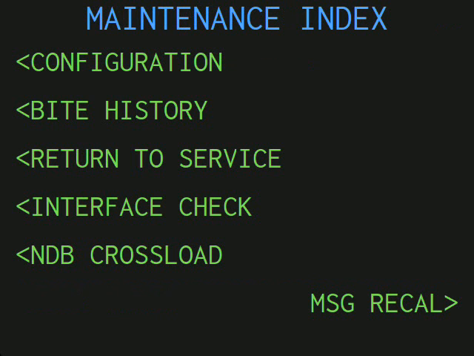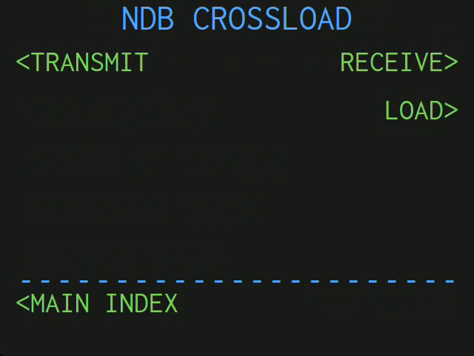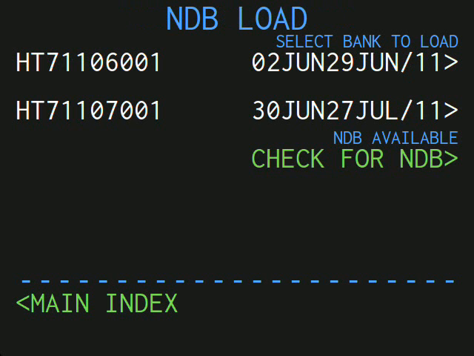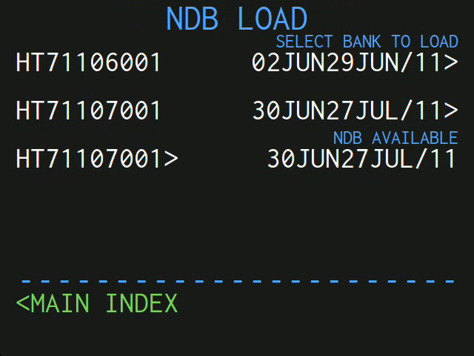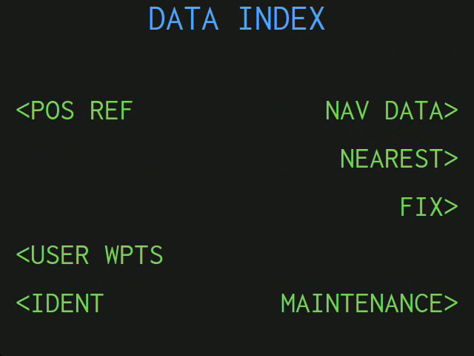Back to the main index and NDB crossload. This is used to load new AIRAC databases from Navigraph. This software is using the VAS FMC version of these AIRAC cycles. So what we can do is check for the available navigation database on disk, and as you can see, the newest one available on the disk is 1107, and we can load it into bank 1 or bank 2. In fact, these are bank 0 and bank 1, but anyway. So this is it.